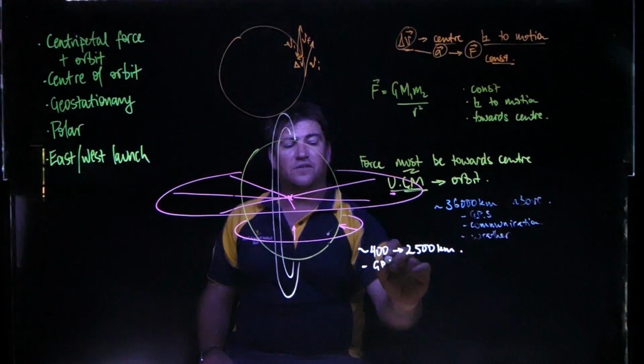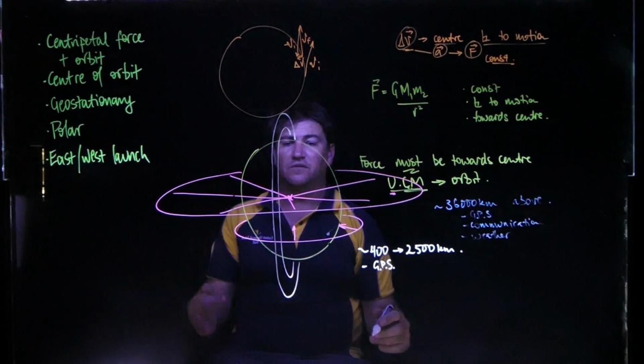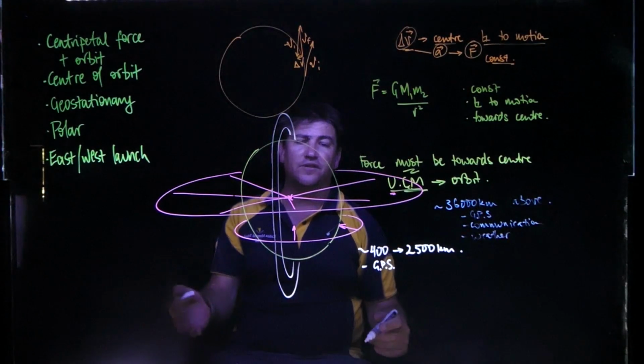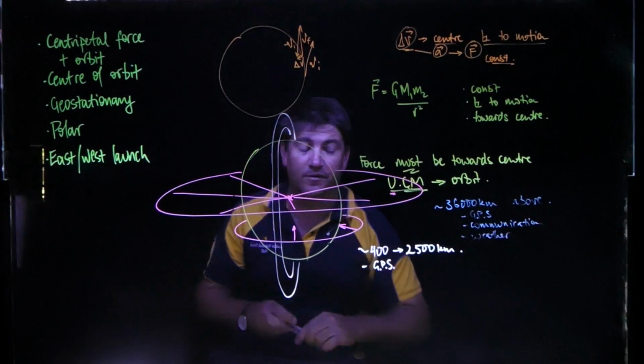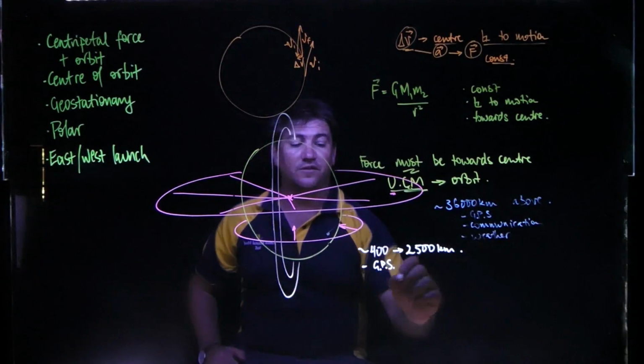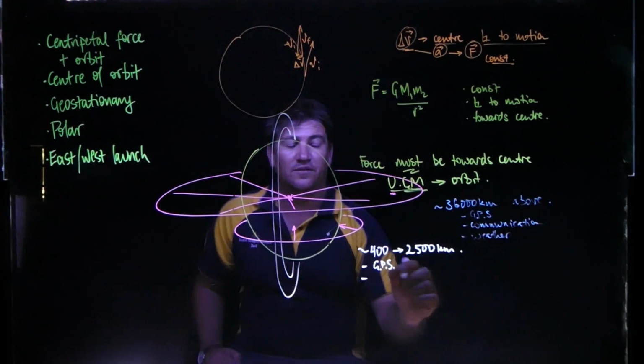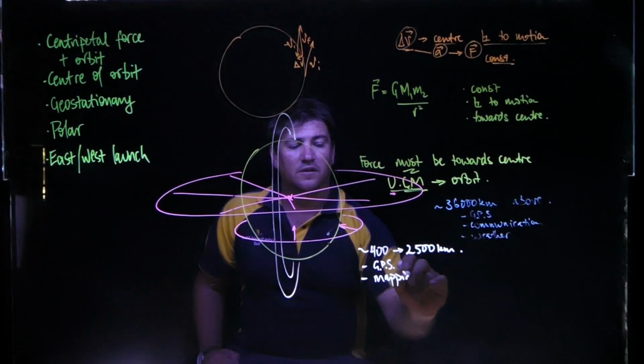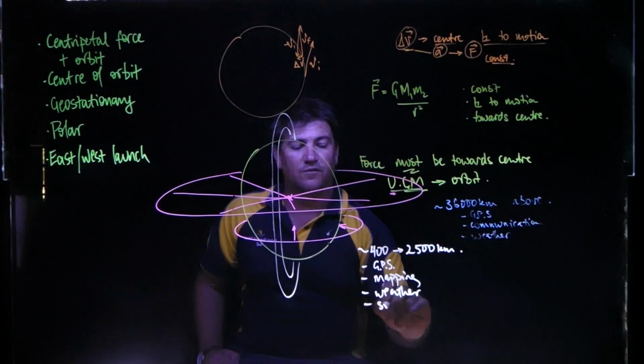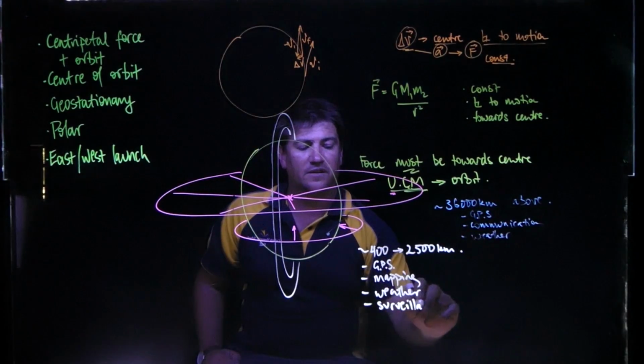So again, these can be used for GPS. We can triangulate between a range of different satellites to find out how far we are away from all of them, which means we'll be able to find our position. Because they're a hell of a lot closer, 400 k's to 2500 k's, we can also use them for mapping, we can use them for weather, and we can use them for surveillance.